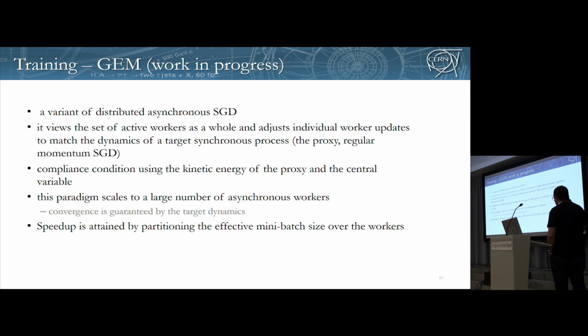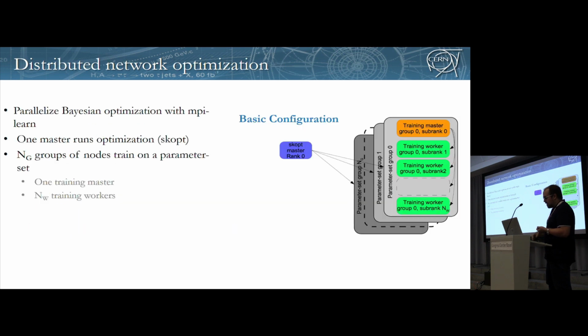Basically, you have a parallel between the asynchronous workers working together, matched to the dynamics of a target synchronous process. The fact that there is a target synchronous process basically guarantees you the convergence, because the paradigm scales to a very large number of asynchronous workers. And you have a matching between the kinetic energy of the proxy and the central variable, which is telling you the compliance conditions between the two, and says, okay, these parameters are good, please go on in this direction or not. And this can be done asynchronously.